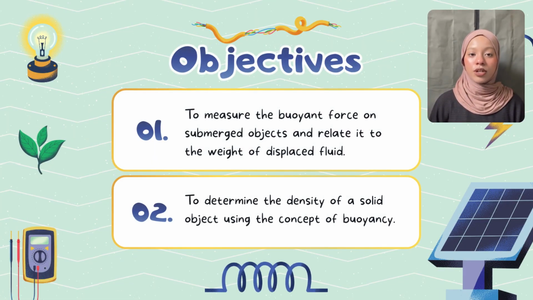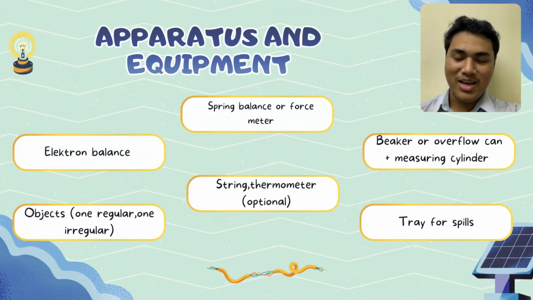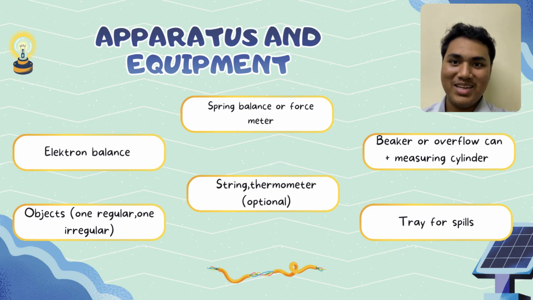For the objectives of this lab, we have two. The first is to measure the buoyant force on a submerged object and relate it to the weight of the displaced fluid. The second is to determine the density of a solid object using the concept of buoyancy. Apparatus and equipment: electronic balance, spring balance or force meter, two objects, one regular and one irregular, string, thermometer (optional), beaker or overflow can plus measuring cylinder, and a tray for spills.